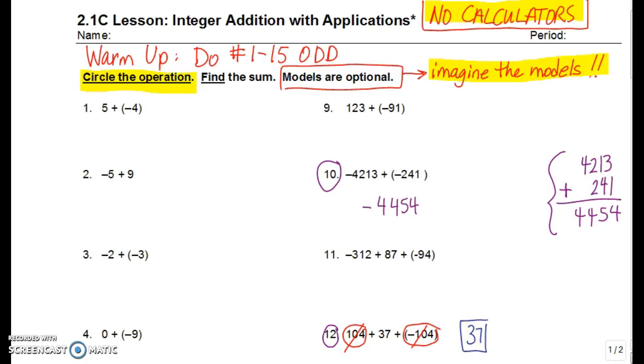Remember, your task is to do numbers 1 through 15 odd and then stop. Please pause the video now. You can turn the video back on when everybody's done, and we can check the answers.